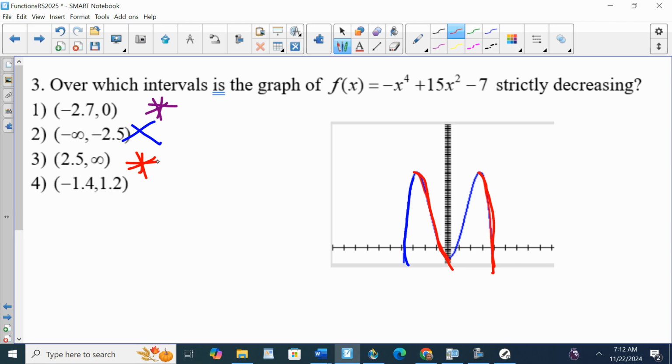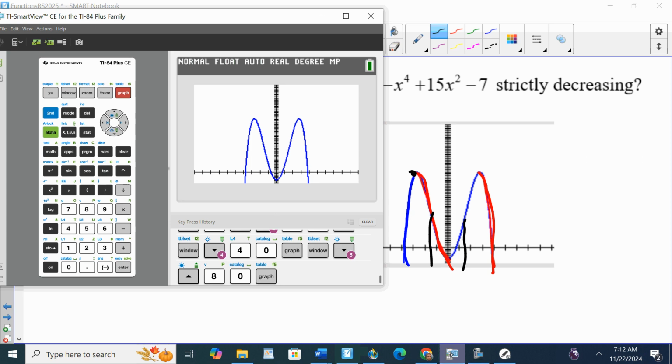Negative 1.4 to 1.2. This is around negative 1.4, 1.2. It's decreasing, then it's increasing, so it can't be that. So I'm down to choices 1 and 3. So this point where it starts decreasing, that's the maximum. So let's find the maximum.